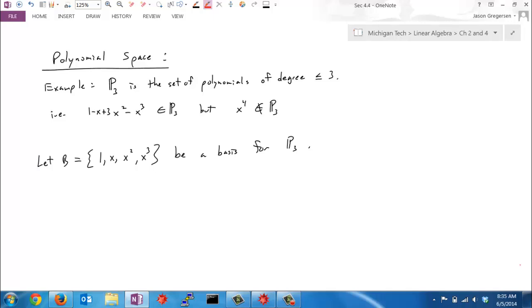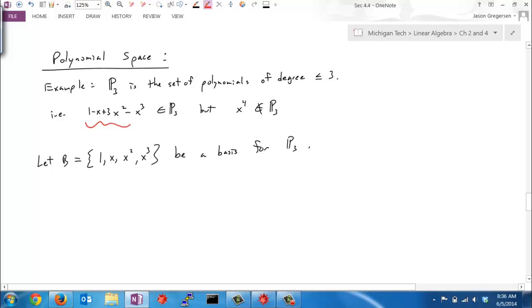So an example, for instance. We've kind of looked at an example like this before. If I say P sub 3, this is the set of all polynomials of degree less than or equal to 3. Third degree polynomials, cubics, or less. So this would be an example of a cubic. This would also be an example of something in that space. Doesn't have an x cubed term, but it's x cubed or less.